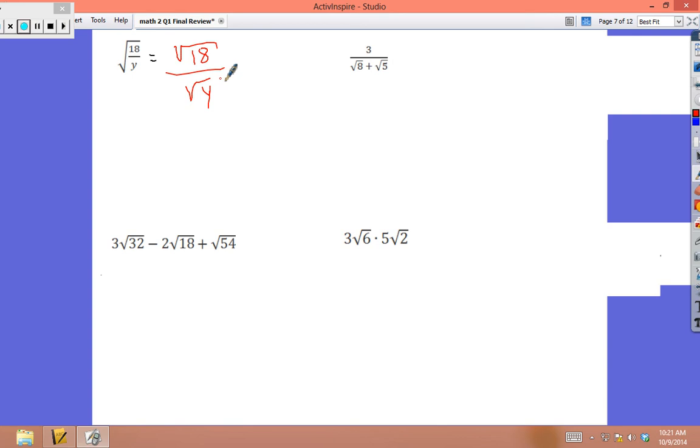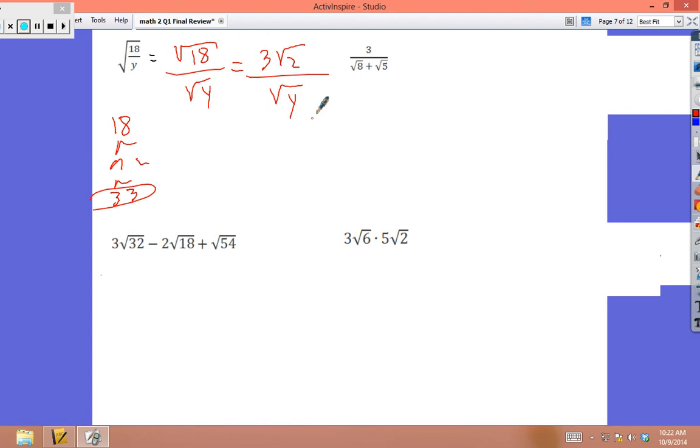And the rules are you've got to pull as many squares out as you can. 18 has a square in there. If you look at 18, that's really 9 times 2, and 9 is 3 times 3. So right there, that's coming out. That's going on the outside. 2 stays on the inside. So 3 is coming on the outside, 2 stays in, and then on the bottom you've got that.